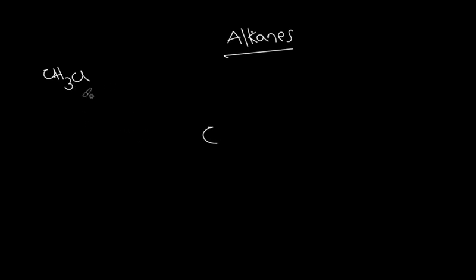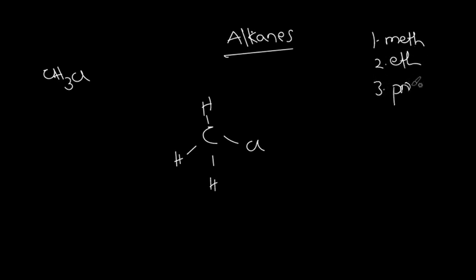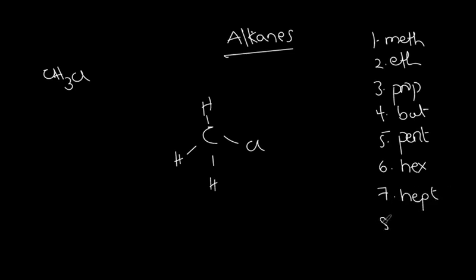So we have C, 1 carbon, then we have 3 hydrogens. Okay, then we have 1 chlorine. So over here we only have 1 carbon. Now if you have 1 carbon, the prefix is what? Meth. If you have 2, it is what? Eth. 3 is prop. 4 is but. 5 is pent. 6 is hex. 7 is hept. 8 is oct. 9 is non. And then 10 is dec.